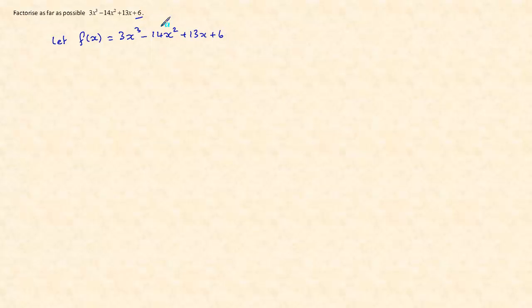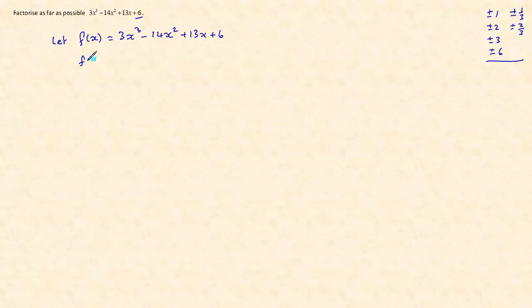Now with a 6 here, that means we need to try plus or minus 1, plus or minus 2, plus or minus 3, plus or minus 6. And if we take into account the 3 here, there's things like plus or minus a third or plus or minus 2/3 and so on. In fact, the plus or minus 3 divided by 3 gives us plus or minus 1, and the plus or minus 6 divided by 3 gives us plus or minus 2. So actually this is the whole lot here.